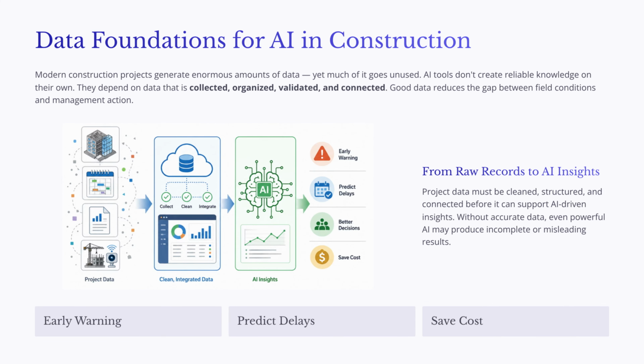Welcome to this chapter on data foundations for AI in construction. Modern construction projects generate a tremendous amount of information every day. Design files, estimates, schedules, RFIs, submittals, inspection records, daily reports, field photos, equipment data, and commissioning documents all become part of the project record. But in many projects, this information is not used as effectively as it could be.